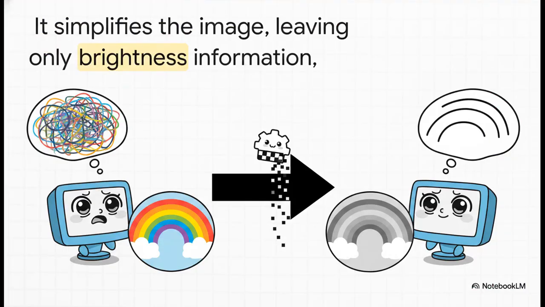So you might be asking, why do we have to convert it to grayscale? Well, that's a super important prep step. By stripping out all the color, we're left with just brightness.